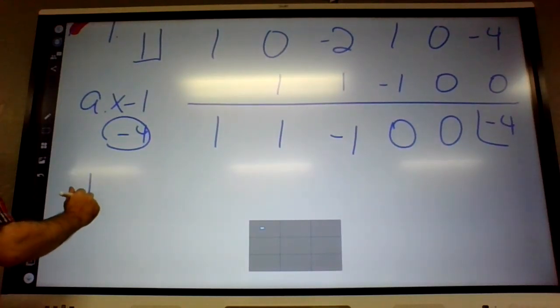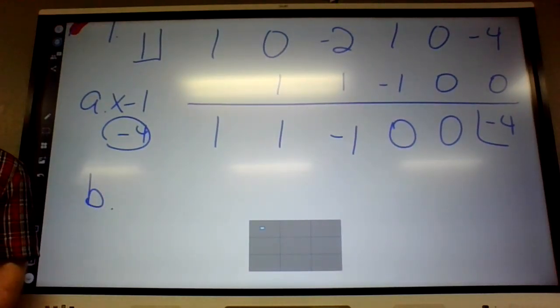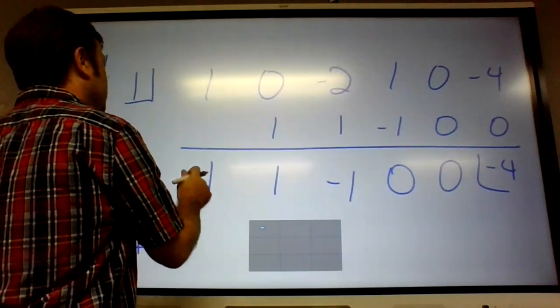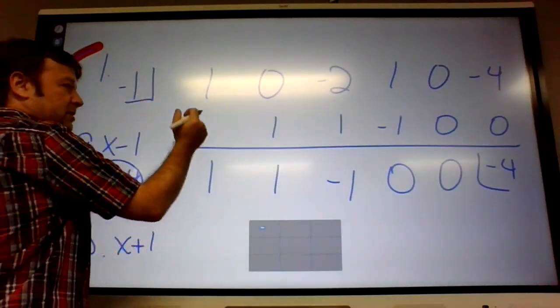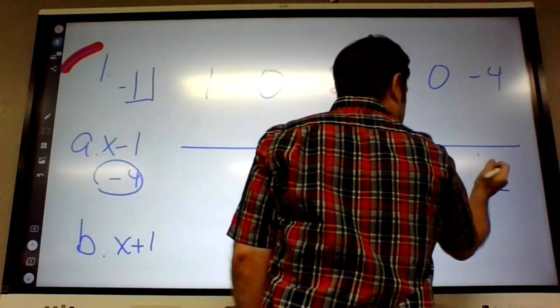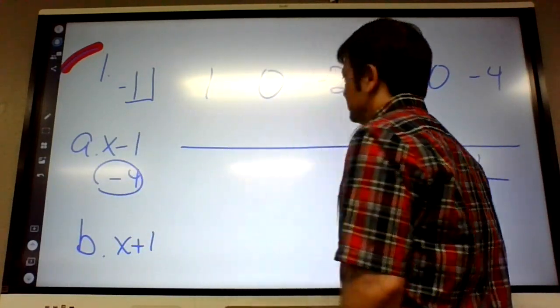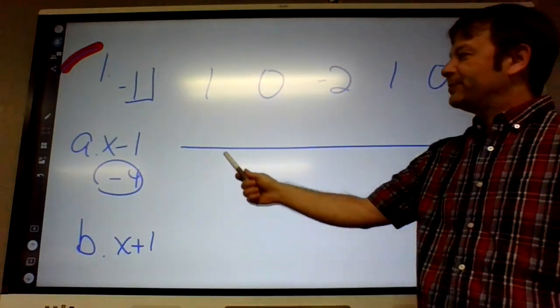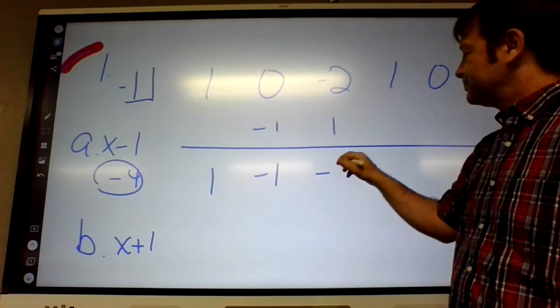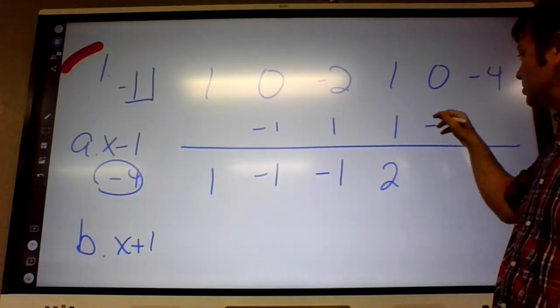All right. Now, since I've got the smart board, I'm going to cheat here. X plus 1, so that means negative 1 is going to go, and I'm just going to erase this. Save myself some time. So add down, multiply up, add down, multiply up, and so on and so forth.